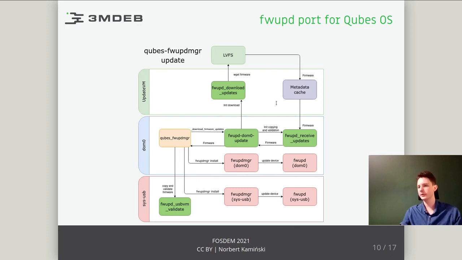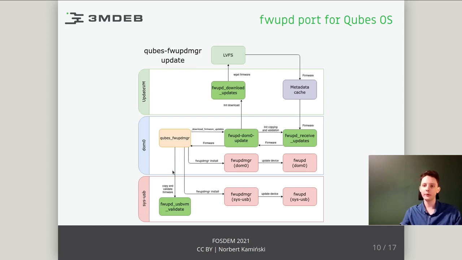The first qube is the update VM, which is connecting with LVFS and downloading the firmware for the device. Second is Dom0, the administration VM, which allows communication with the device. And the last qube is sys-usb, which allows communication with devices connected to USB.